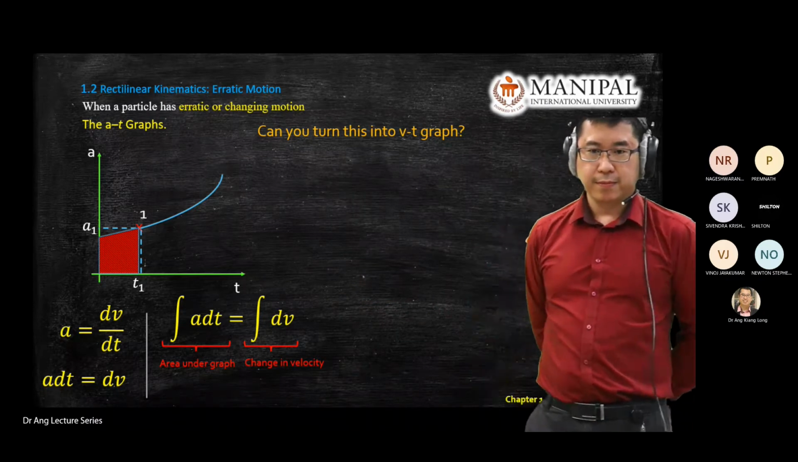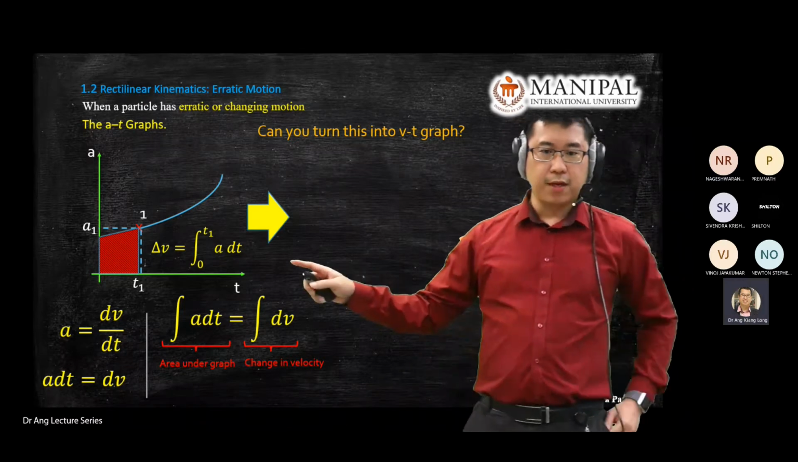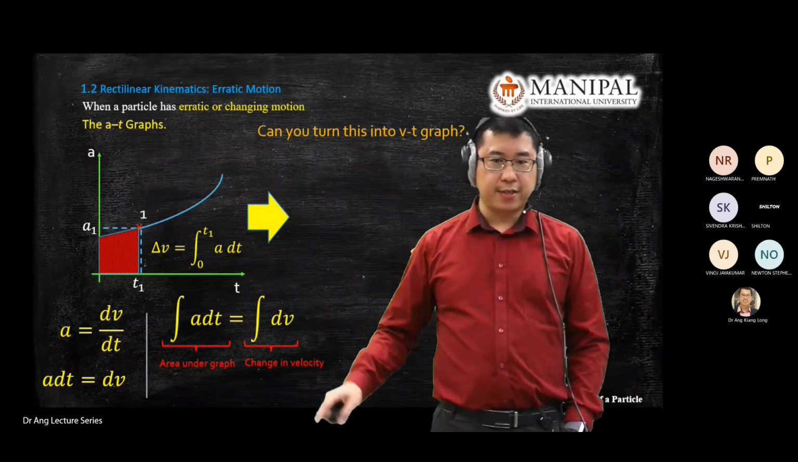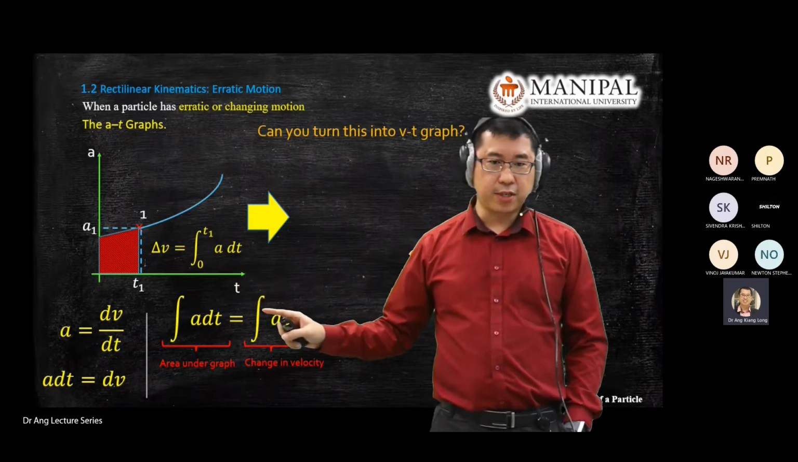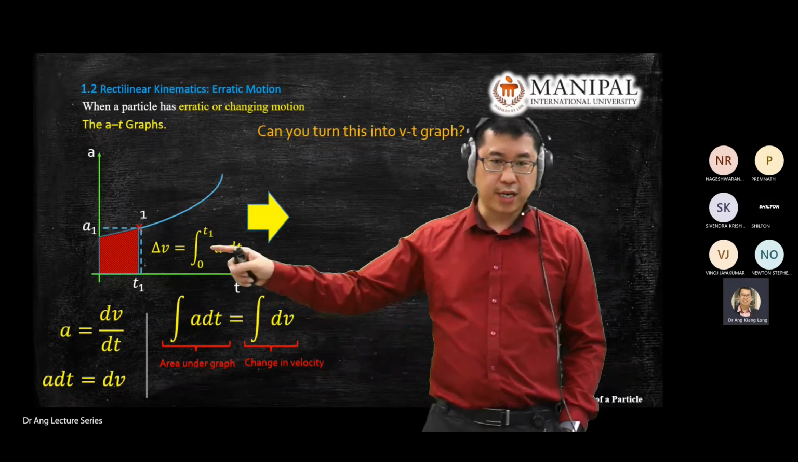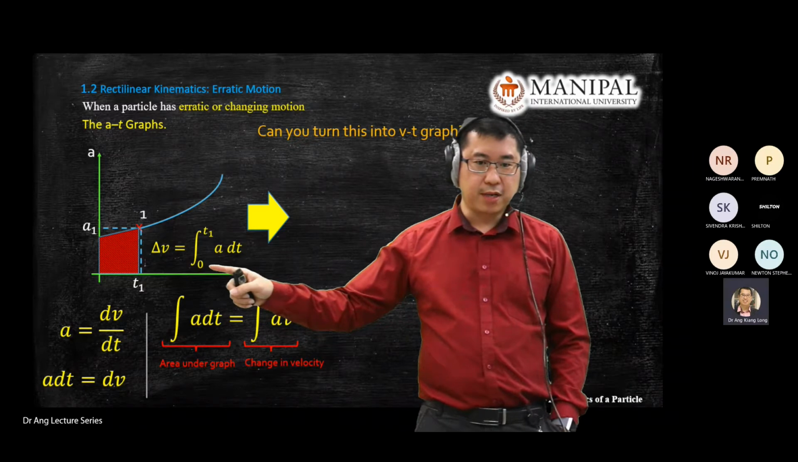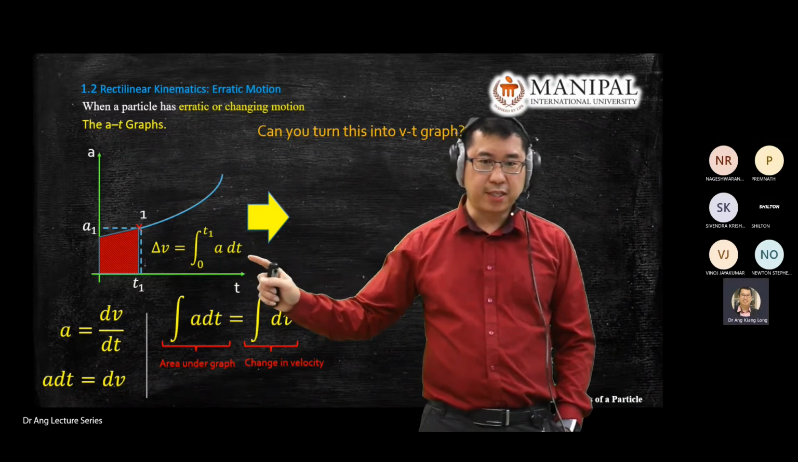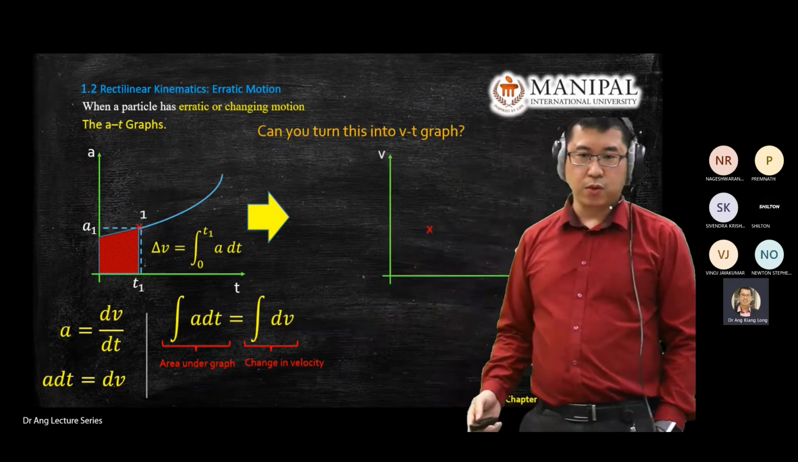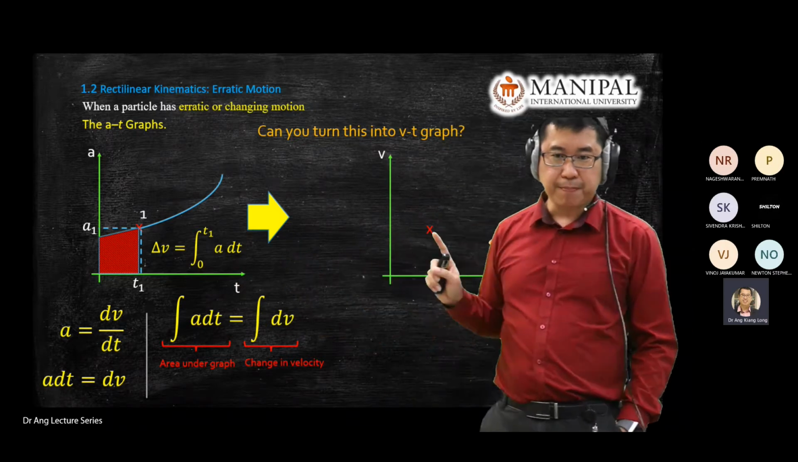No, sir. Okay. So when you integrate, you get this equation. Delta V means you take V over here minus this V. You get delta V equal to the integral from initial time to that point of a dt. So you will get one value at that particular point.